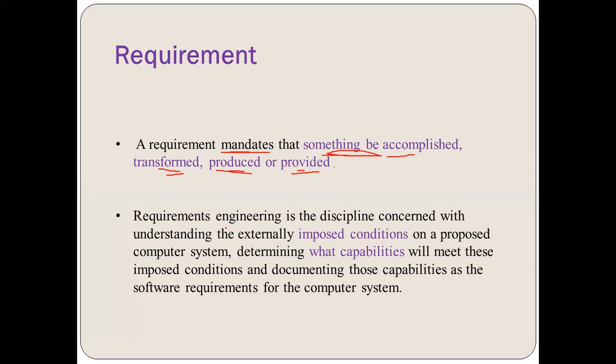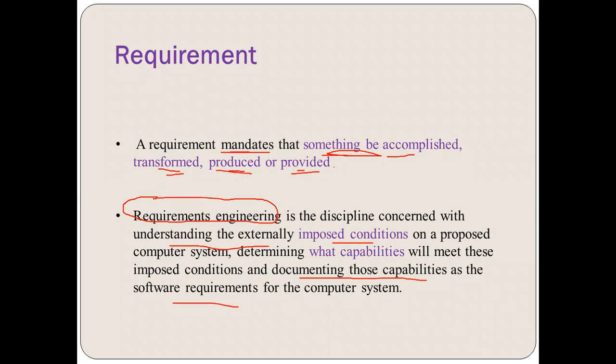Requirement engineering is the discipline concerned with understanding the externally imposed conditions on a proposed computer system, determining what capabilities will meet these imposed conditions, and documenting these capabilities as software requirements for the computer system. Now we have seen what a requirement is, but there is a procedure called the requirement engineering process. Now, what is this requirement engineering?